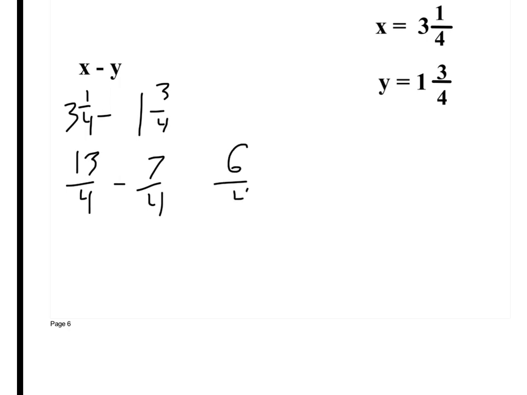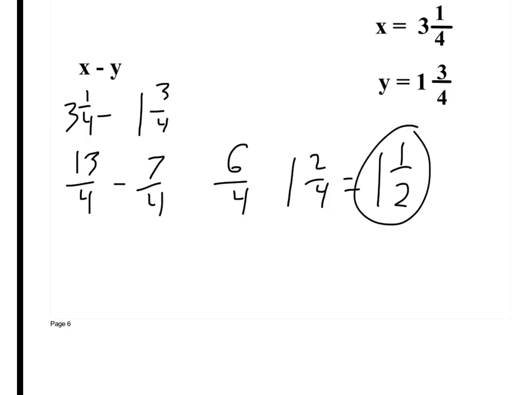So we have 6/4, which is the same thing as 1 2/4, which is the same thing as 1 1/2, right? Okay, easy enough. Was that pretty easy? Yes. You've been making improper fractions for a whole week now. You should be able to do it. It's not that hard. So this is the way I prefer you to do. Let me show you a different way.